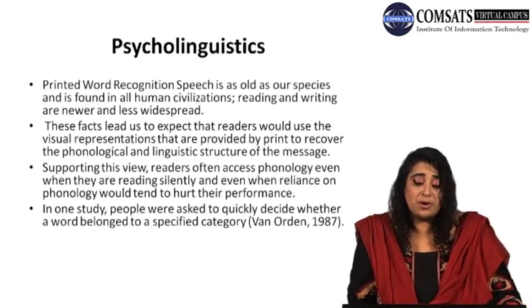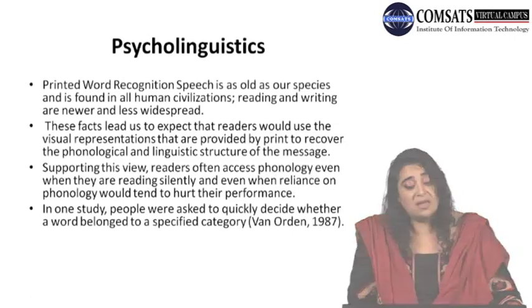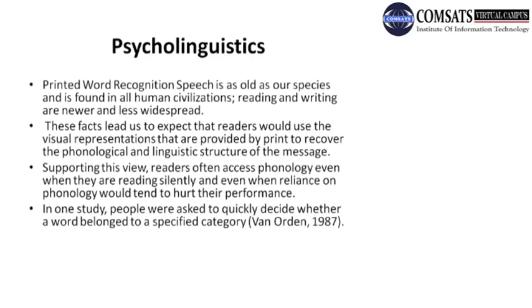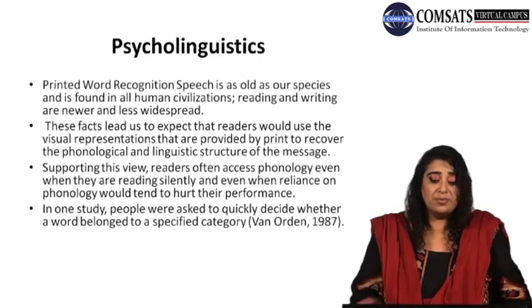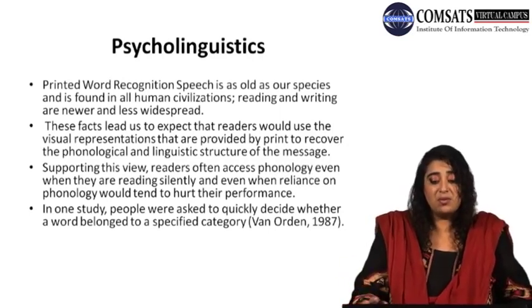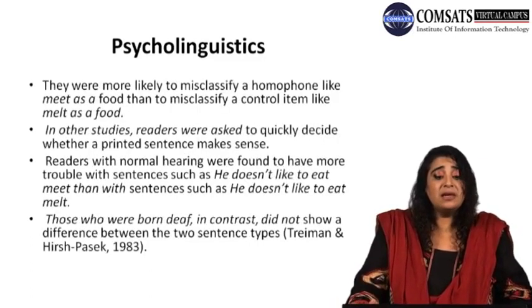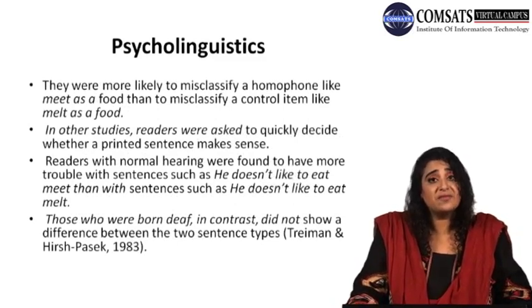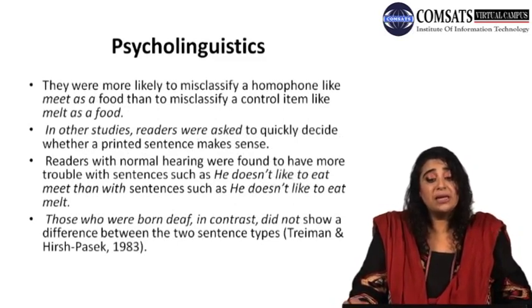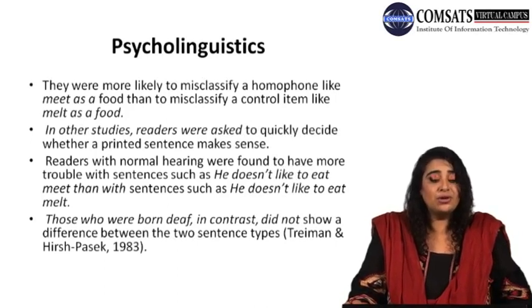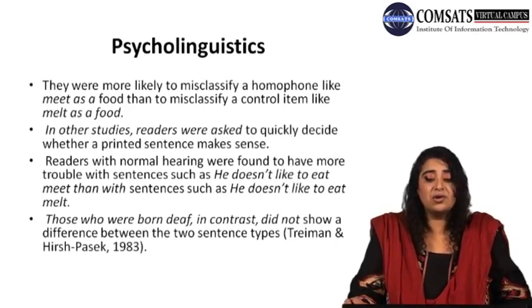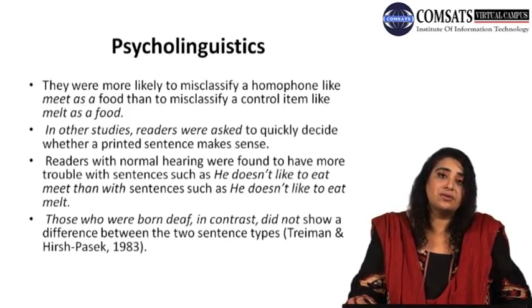So in one study, people were asked to quickly decide whether a word belonged to a specified category. In this experiment, you look at a word in a book and quickly decide whether it belongs to a specified category or not. Van Arden performed this experiment in 1987. People were more likely to misclassify a homophone like meat as a food than to misclassify a control item like melt as a food.